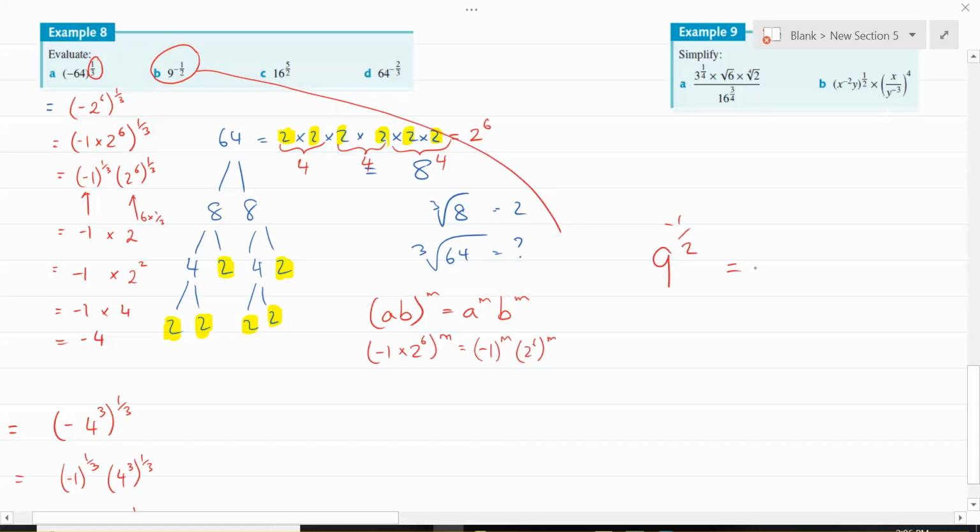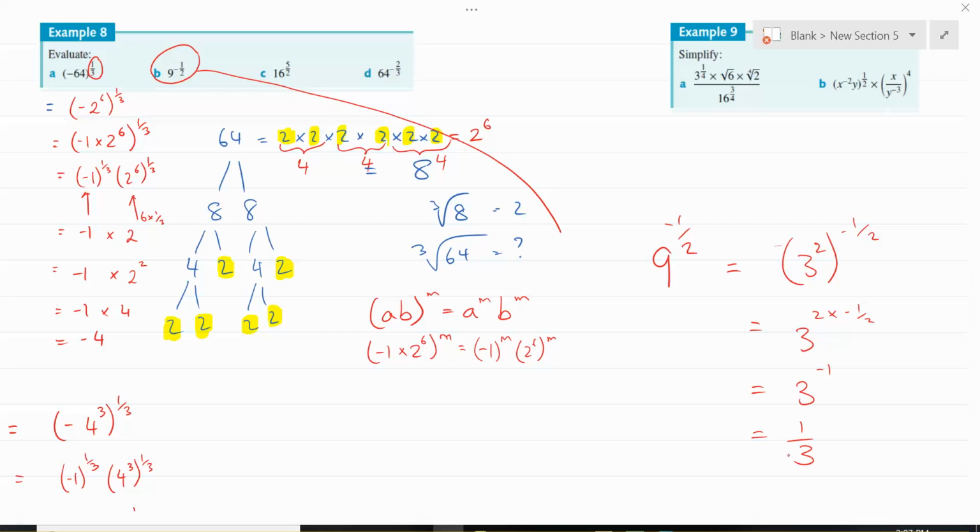See, for me, I know to get 9, I need 2 numbers that multiply, because that's currently a square root. I would do 3 squared. So I'll rewrite this as 3 squared to the power of negative half. That's the same thing as writing 3 to the power of 2 times negative half. It becomes 3 to the power of negative 1, 1/3.